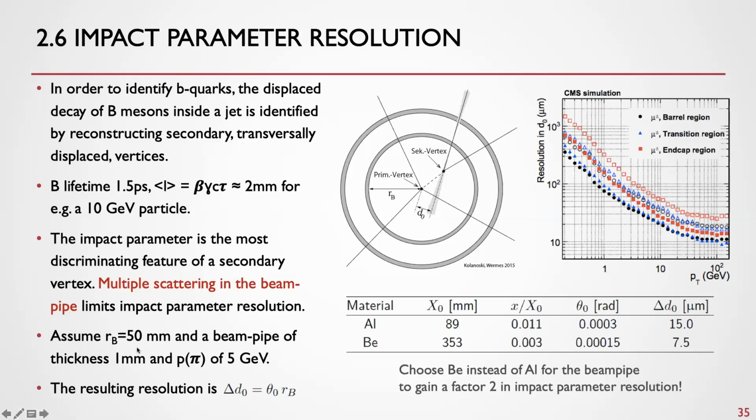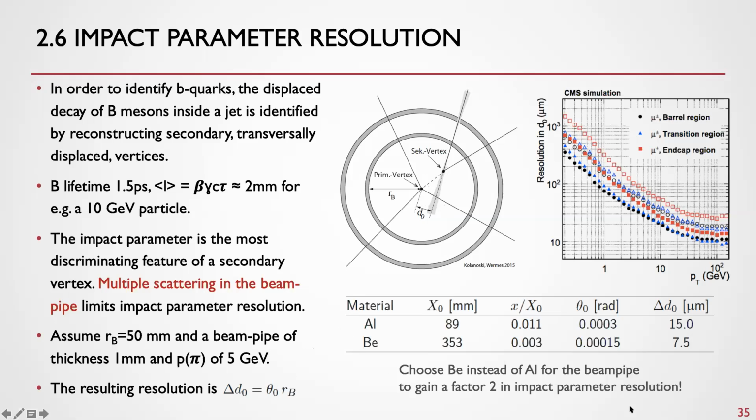Assume that the beam pipe has a diameter of 50 millimeter and a thickness of 1 millimeter. Assume that the B meson decayed, for example, to pions, and the pion now has a momentum of 5 GeV. This is not unrealistic. A 10 GeV B, and then eventually you get a pion with 5 GeV, and you want to measure now the direction of this pion, because with the direction of this pion, you will get the impact parameter.